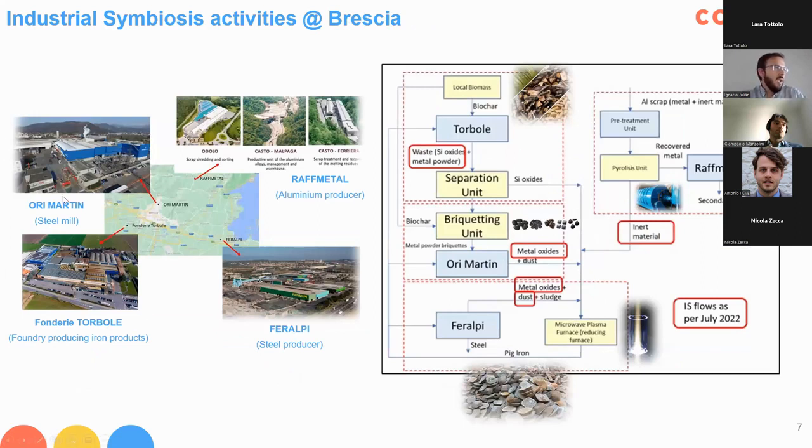Then in the case of Brescia, we have Ori Martin, Rafmetal, Torbole, and Feralpi, which are companies dedicated to steel milling, aluminum producing, foundry producing iron products, and steel producing. So this demo case is more similar to what you are considering in the Initiate project, because what they provide is scrap and also dust, metal oxides, silicon oxides, and inert materials out of their main core product that can be valorized again to form pig iron to feed as raw materials 3 of the partners in the company. The yellowish highlighted units in this block diagram represent new technologies or new process units that are being implemented to provide this industrial symbiosis between the 4 partners.